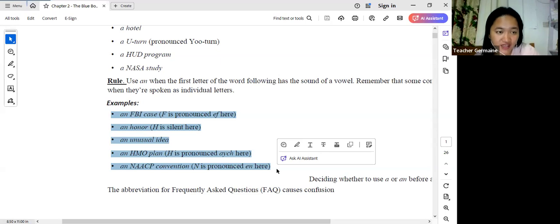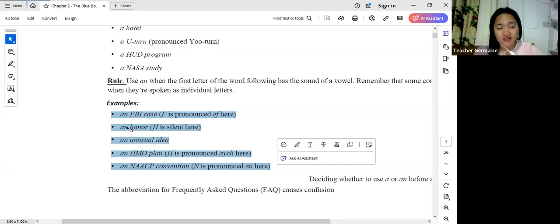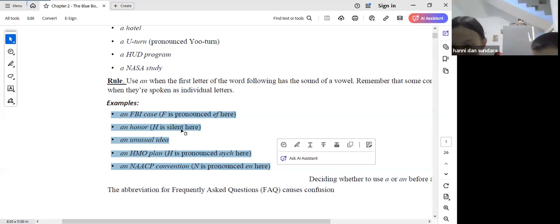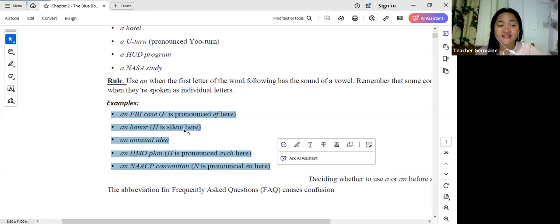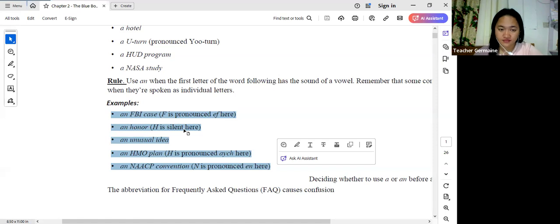Okay, good. Thank you, Alfonso. Honey, please read also. Okay, miss. An FBI case, F is pronounced "eff" here, and an honor, H is silent here. Okay, second example, if H is silent, are you going to read it "un-honor"? H is silent. What did teacher say a while ago? So how do you read it? An, without letter H. An honor. Yeah, again, honey. An honor. Good. Continue.